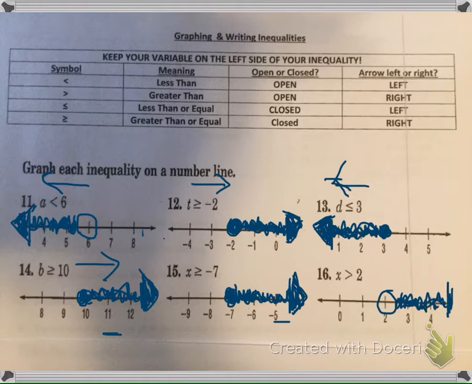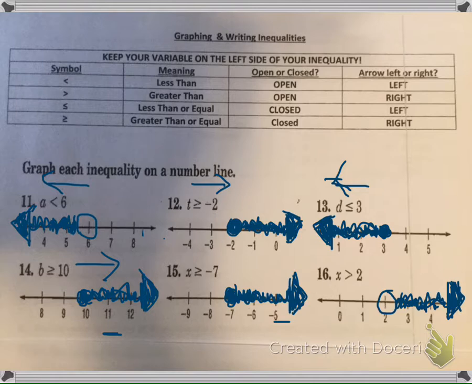Okay, and make my arrow and shade that in, showing that it's going to continue on and on in the right direction, all the numbers that are greater than 2. So double checking these, a is less than 6, that is correct. t is greater than or equal to negative 2. Those numbers are greater than or equal to, okay.